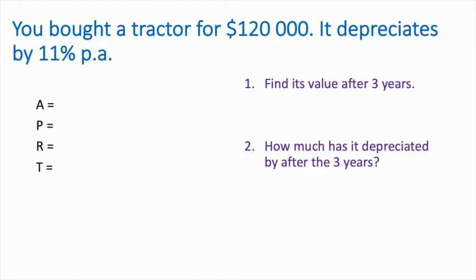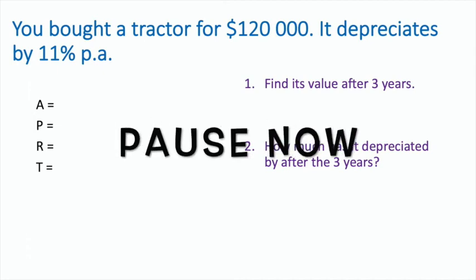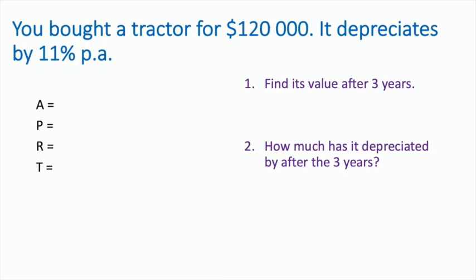There are 2 things that I want to find out now. First of all, I want to know how much the tractor will be worth after 3 years, and I want to know how much it has depreciated by after the 3 years. So see how they are 2 different questions. I want to know how much it's worth after 3 years, but I also want to know how much the price is reduced by over that time. So let's start by writing out what P, R and T stand for. Then we'll put them into our formula.